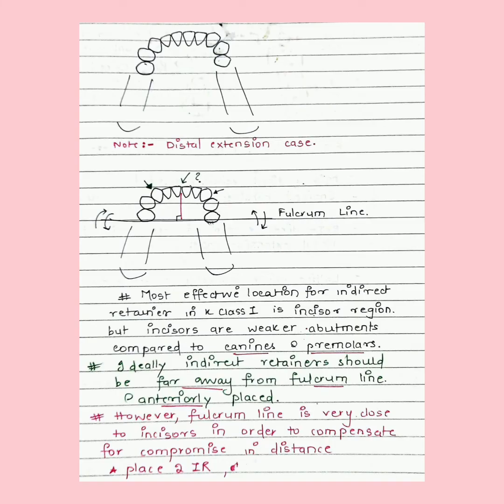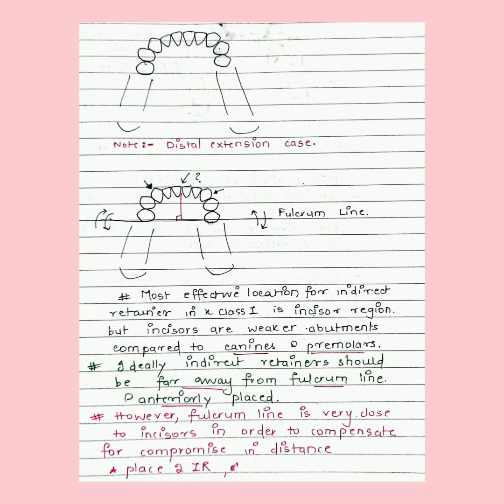This is Kennedy's class 1. Again, a distal extension case. So we need to draw the fulcrum line. Perpendicular to that, we'll draw the indirect retainer. We discussed this in the video on indirect retainer, that ideally the indirect retainer should be far away from the fulcrum line and anteriorly placed. And the ideal location for indirect retainer in Kennedy's class 1 is the incisor region. But incisors are weaker abutments compared to canines and premolars. Hence, canines are always preferred.